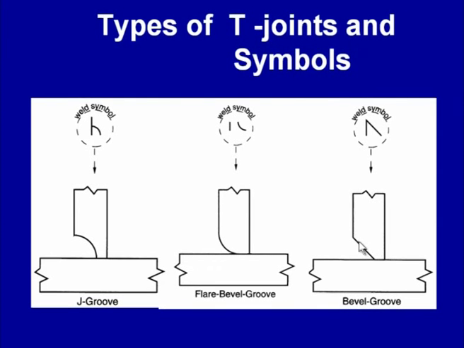And this is the beveling done on one side edge of the plate to be welded for developing the T joint, and these are the weld symbols for the J groove, flare bevel groove, and the bevel groove joints.